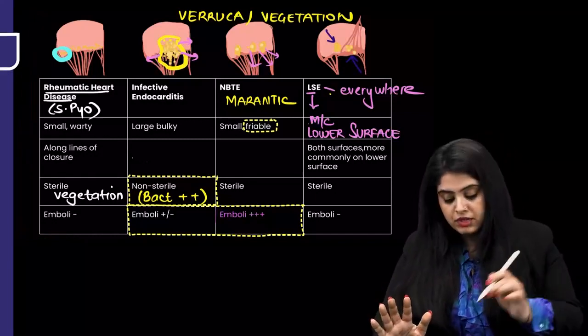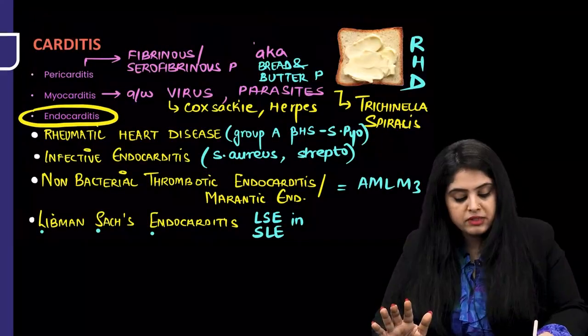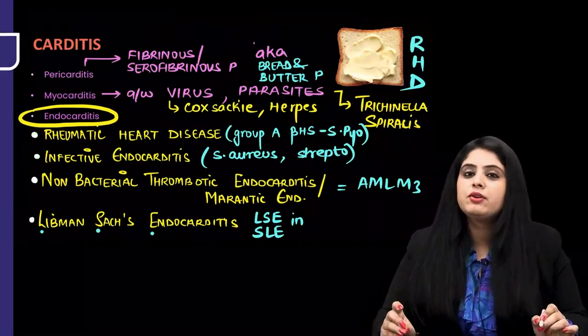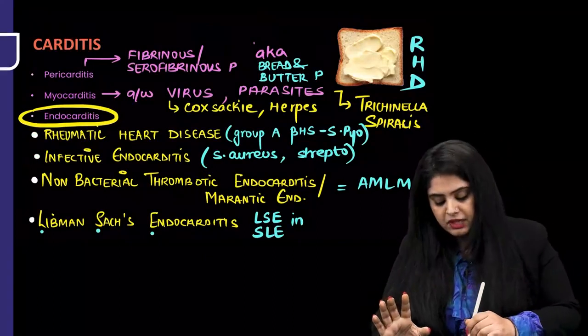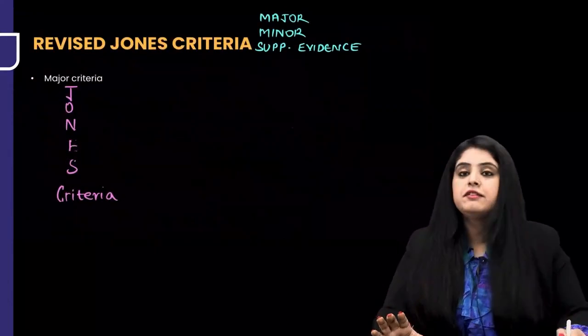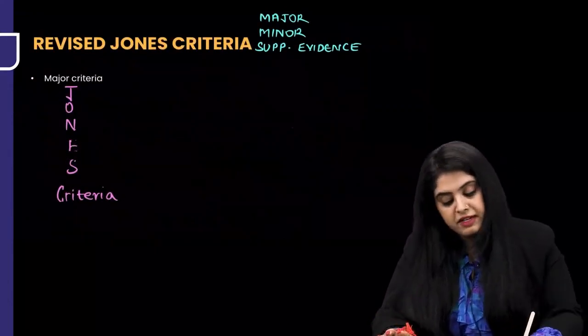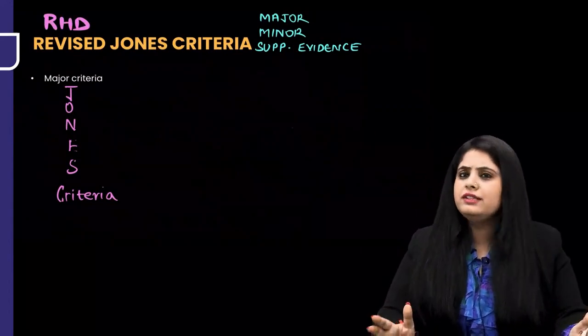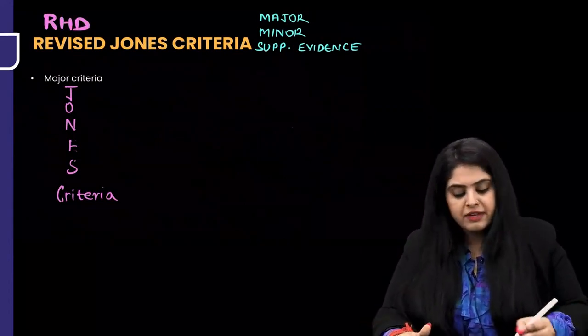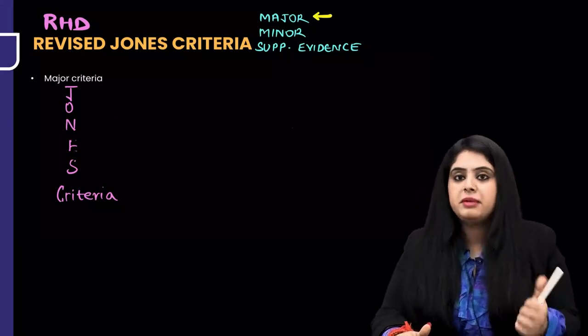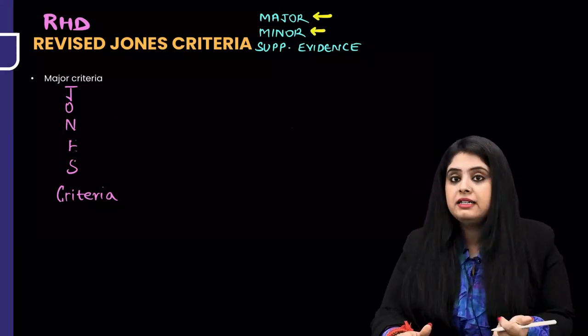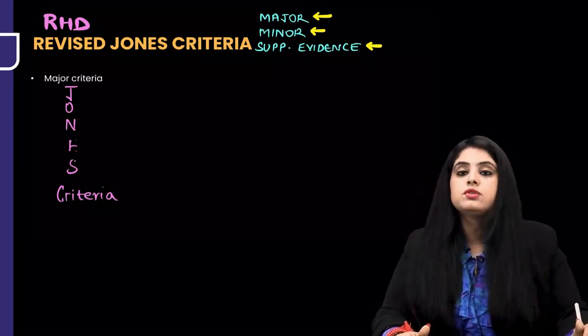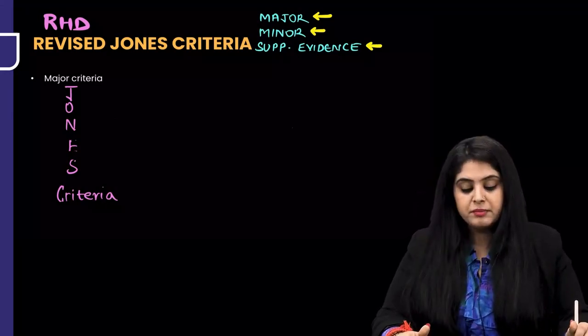It's extremely important. Out of these, I want to talk about these two in a little bit more detail about their criteria. There is something called rheumatic heart disease, and for rheumatic heart disease, we have the very famous revised Jones criteria, which you have in medicine also. Should we quickly revise the medicine part? When I say revised Jones criteria, there is a major criteria, there is a minor criteria, and then there is supporting evidence. So what is the major criteria?